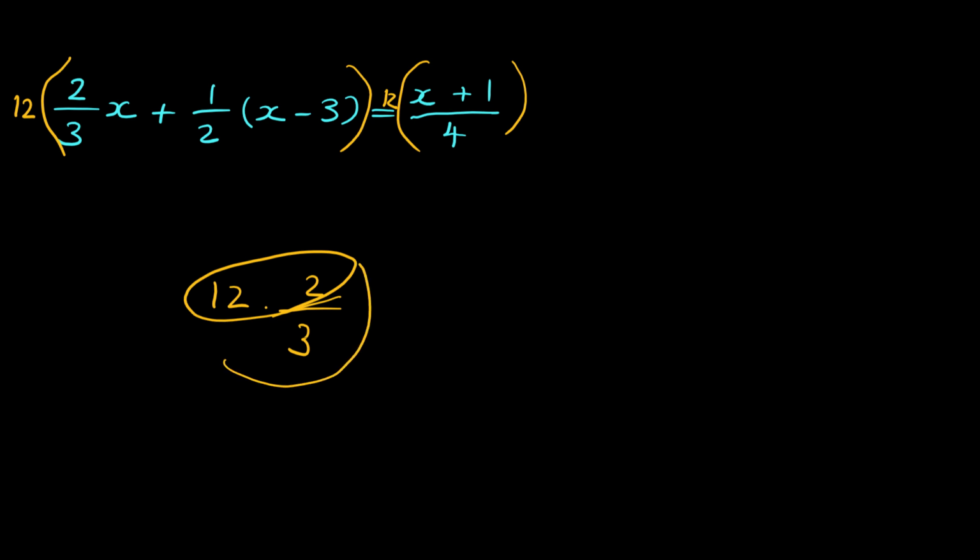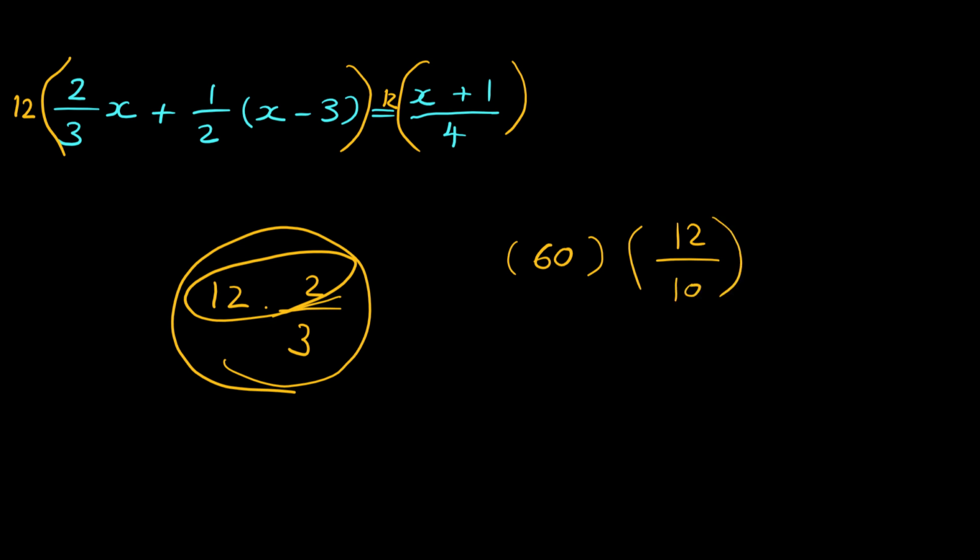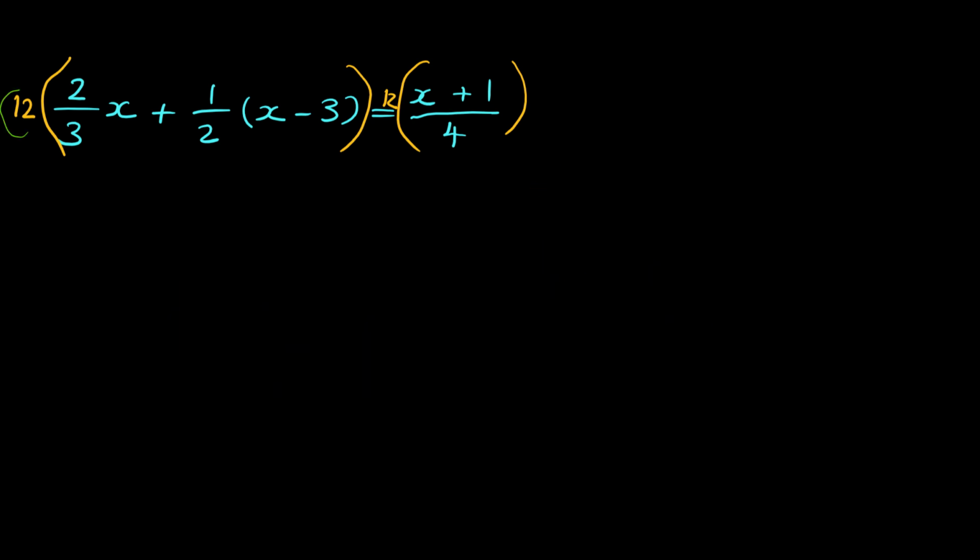But you should not think only about this example. You have to think in general. Let's say in another question you have, for example, 60 times 12 over, for example, 10. Yes, you can multiply and then divide. But it's easier to say 60 divided by 10 is 6. When you want to multiply 12 by 2 over 3, the better way, instead of multiplying numerator by numerator, is to check first and simplify 12 with 3. 12 divided by 3 is 4. Then 4 times 2 is 8.